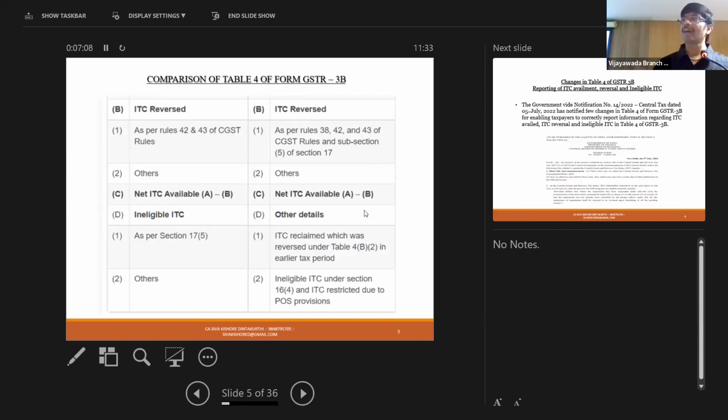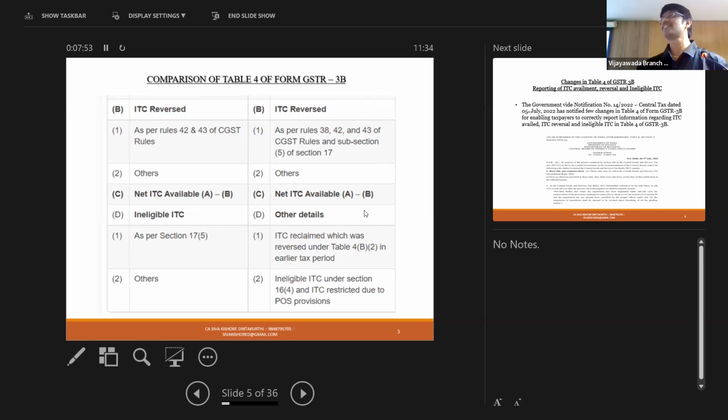If you go to 4B1, earlier it was Rule 42, 43; 38 was not there, 17(5) was not there. You were required to disclose ineligible credit only in other information. But now if you look at ITC reversed as per Rule 38, 42, 43 of CGST Rules and sub-section 5 of section 17, blocked credits, what is the change here? If you want to reverse a credit on account of Rule 38, what is 38? Rule 38 is the 50% ITC reversal by a banking company or a financial institution. And what is Rule 42 reversal?